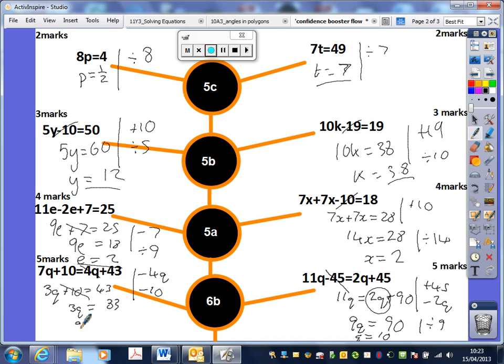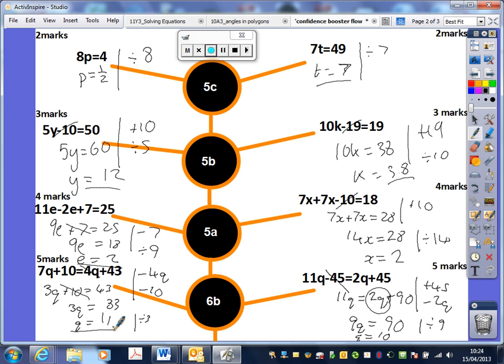What's the last step? You've done it up here. Do you get that question right? We've got 3q is equal to 33. What does 3q mean? 3 times by q. So what's the opposite? Divide by 3. Good. So we divide both bits by 3. 3q divided by 3 is q. 33 divided by 3. 11. Good. Okay. So that's that.